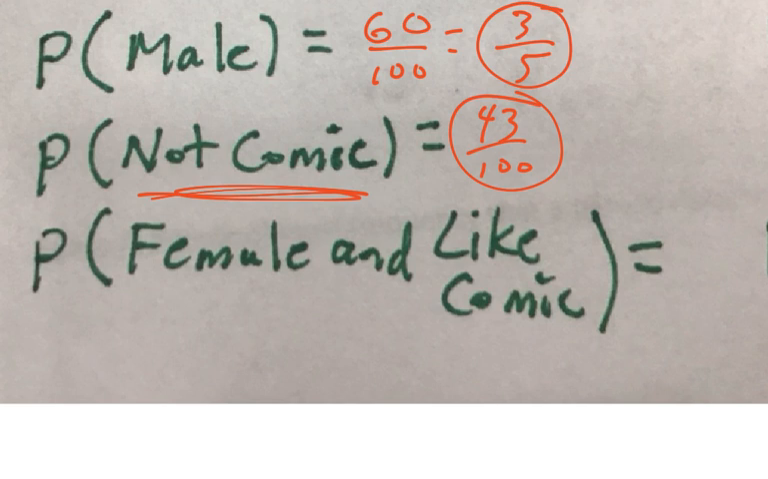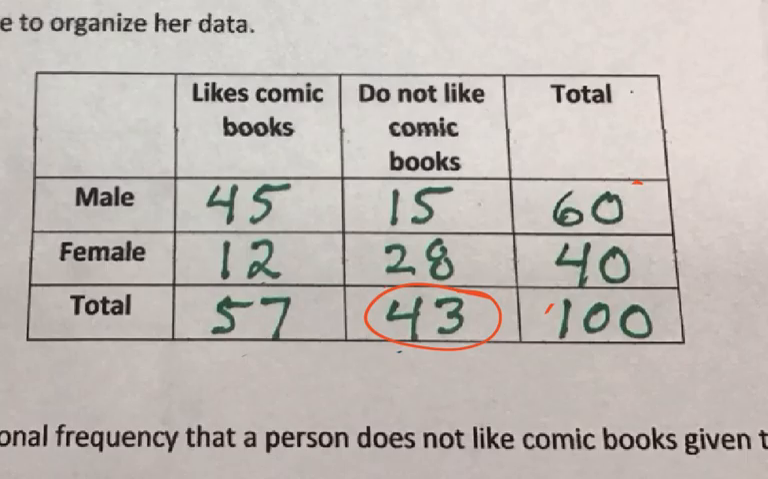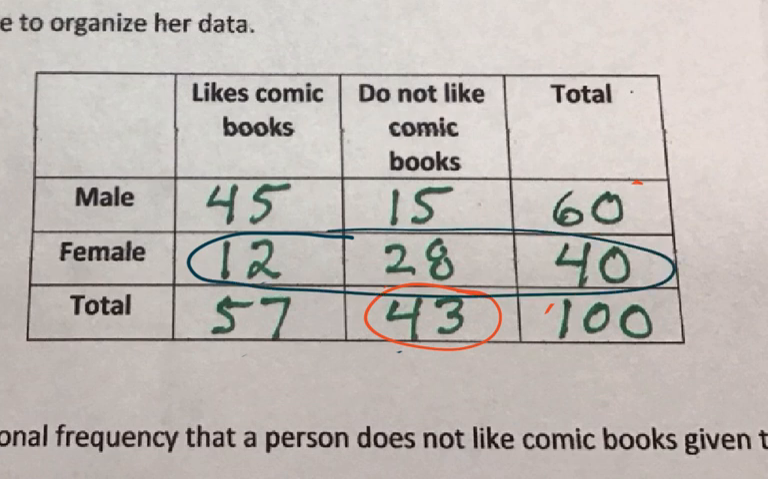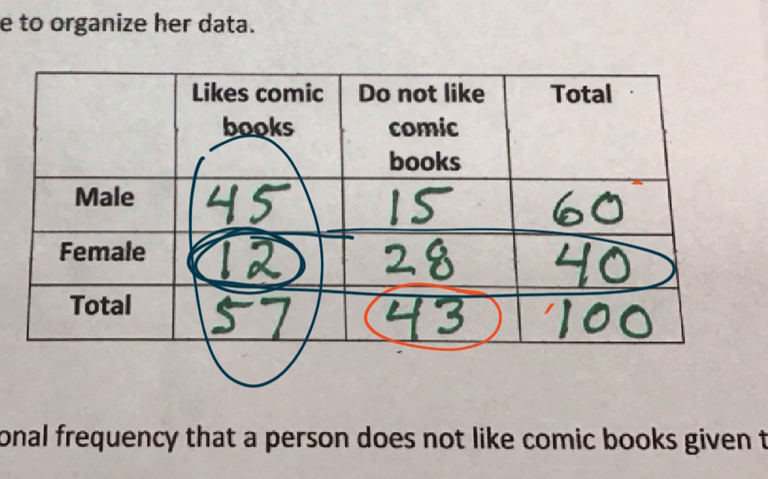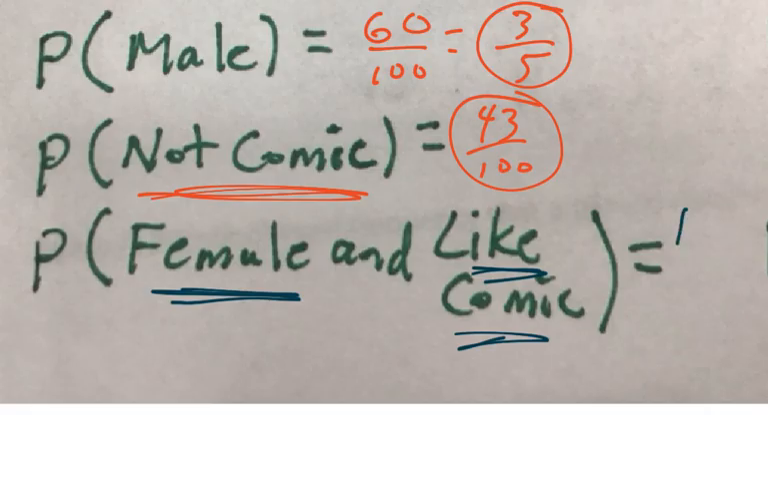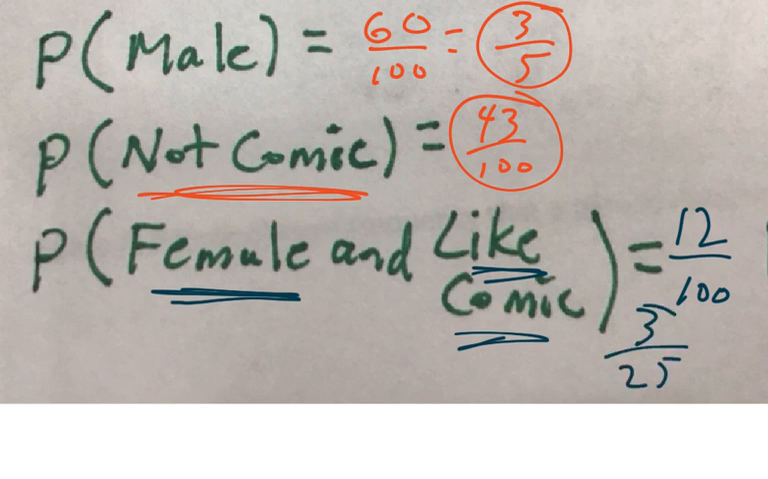What about the probability that they are female and they do like comic books? So these are the cool girls. Okay, here we go. Well, if they're female, they're here. The ones that like comic books are here. There are 12 females that like comic books. That would be 12 out of 100. Again, type that in your calculator. It will reduce it to 3 out of 25.